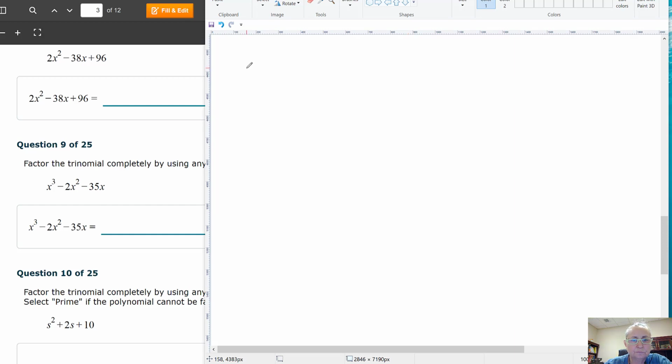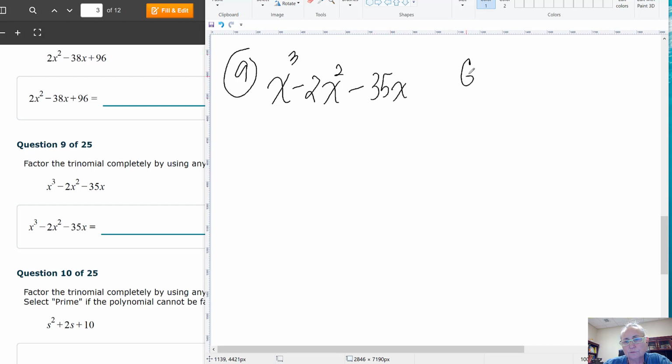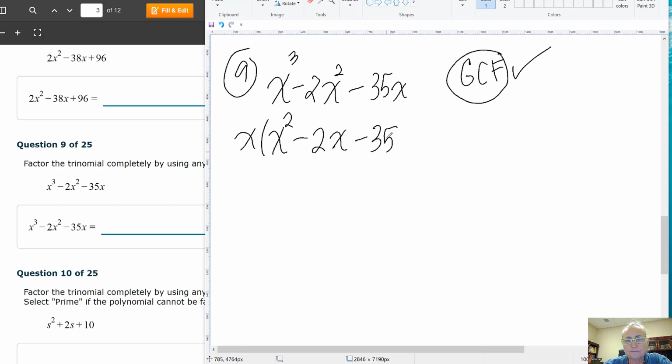Number 9. x cubed minus 2x squared minus 35x. I look for a common factor. This time there is a common factor. All of these terms have an x in common. So that's x squared minus 2x minus 35. So the common factor was x. That would leave me with an x squared, because I need x times x squared to give me x cubed. x times negative 2x gives me negative 2x squared, and x times negative 35 gives me negative 35x.